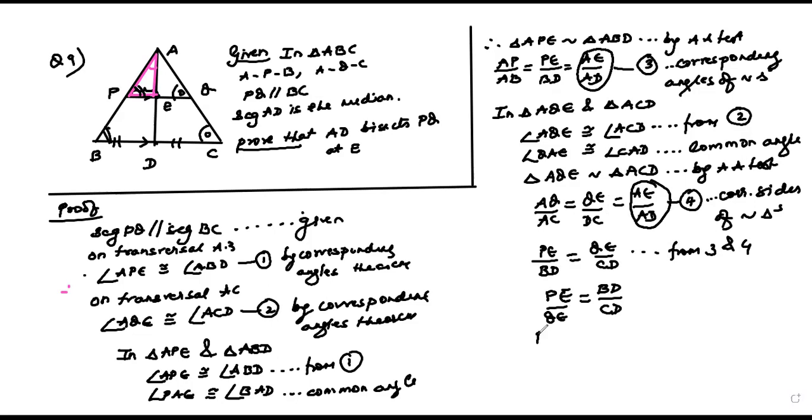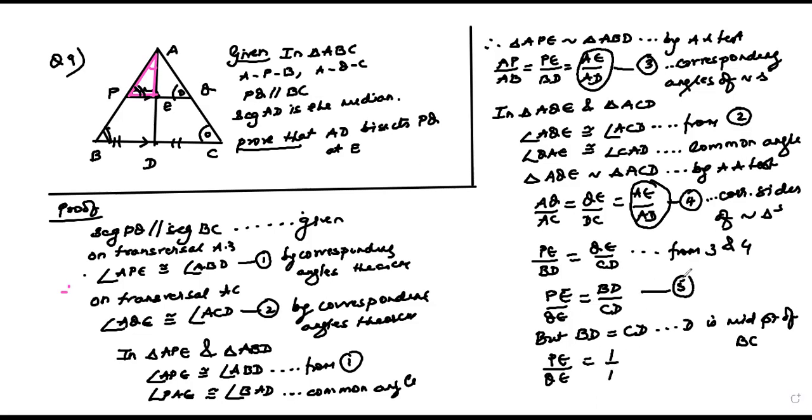But BD equals CD. D is the midpoint of BC. So what happens, children? Therefore, PE upon QE equals 1 upon 1. If I call this 5 and this 6, I'll say from 5 and 6.